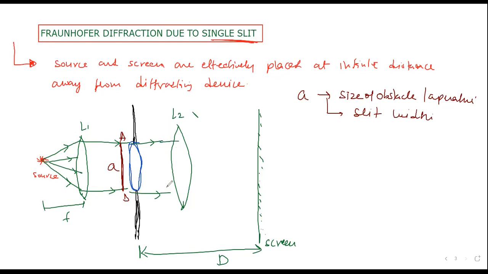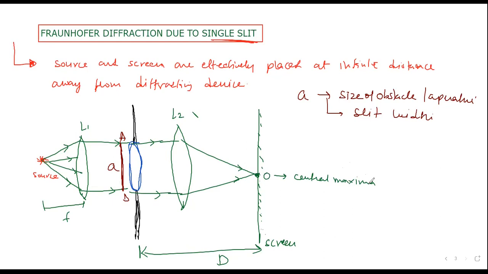What happens now? Light will come here, and this lens will converge it. Suppose this is the normal, at the center. Let's call this center O. At the center, central maxima will always be formed, a bright fringe. If you remember your Young's double slit experiment, there also the central fringe was always bright, or maxima, formed.